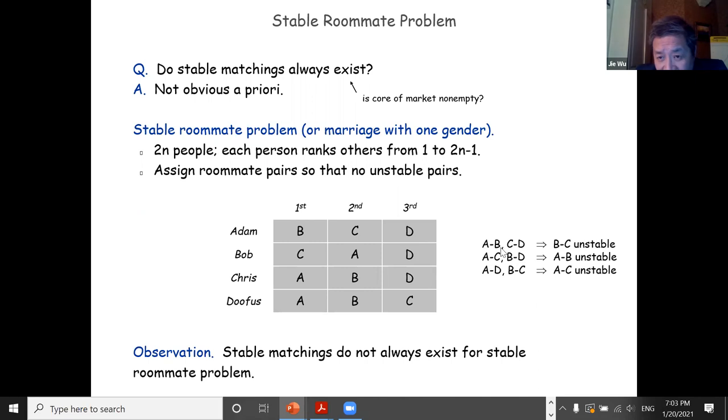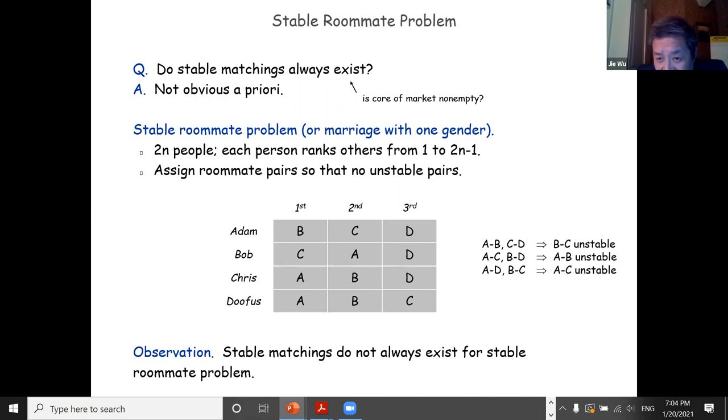If you match A and B, C and D, then BC is unstable because B prefers C. You see, B prefers C over A, right? And C prefers B over the current match D. So BC is unstable. If you have another matching, AC and then the other one BD, AB becomes unstable. And this is another one.